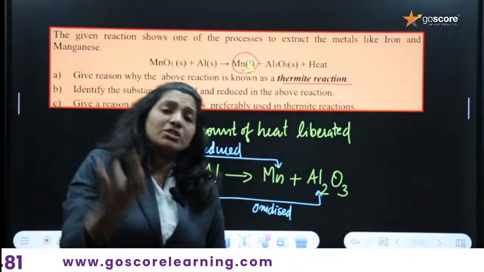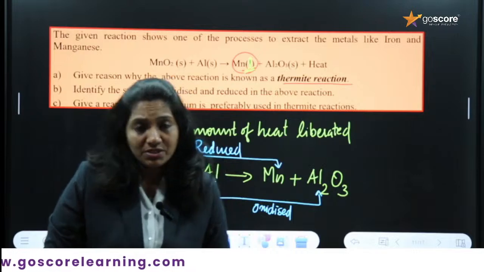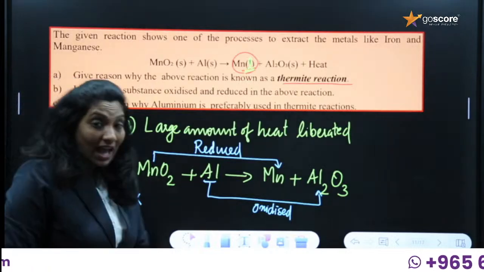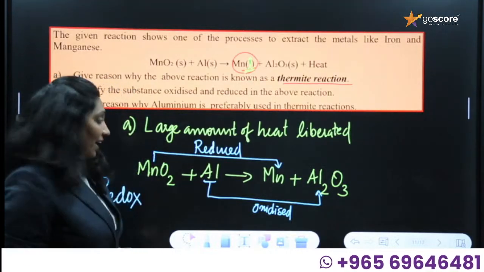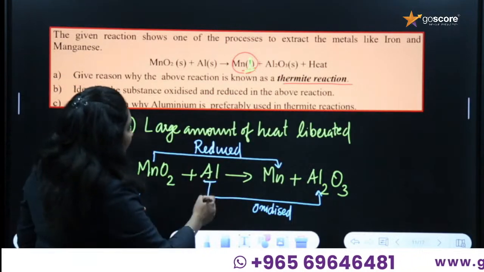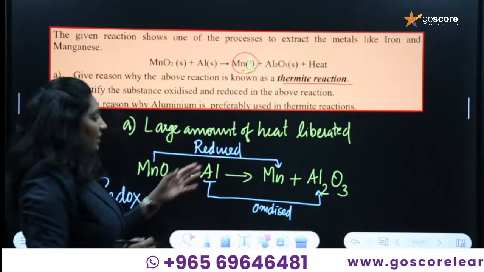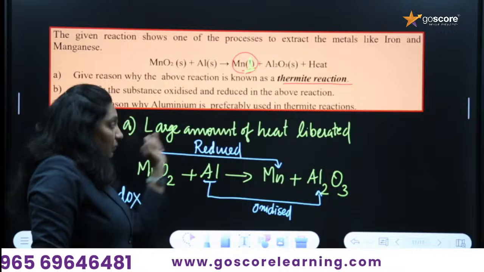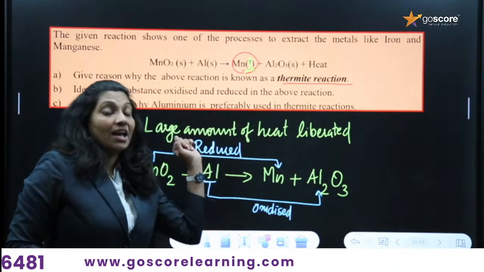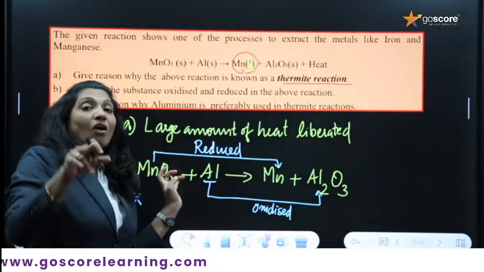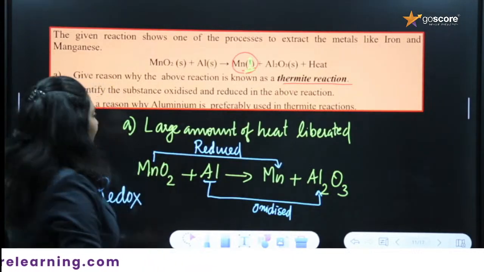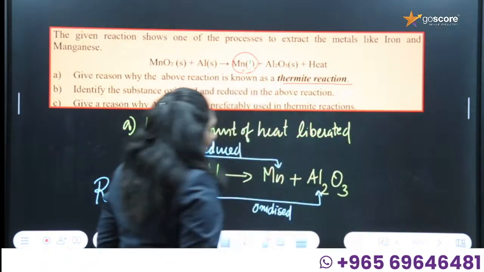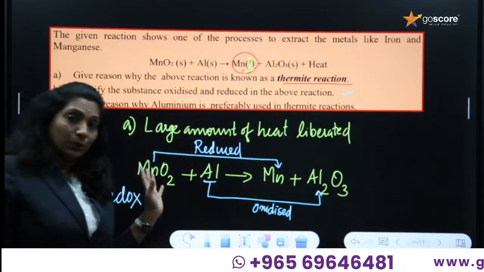That question is not there, I am just asking which one is the oxidizing agent and which one is the reducing agent. Here, as aluminium is getting oxidized, aluminium will act as the reducing agent, right? And which one is the oxidizing agent? As MnO2 is getting reduced to manganese, MnO2 will act as the oxidizing agent, right? So for the B question, the substance oxidized is aluminium and the substance reduced is MnO2.